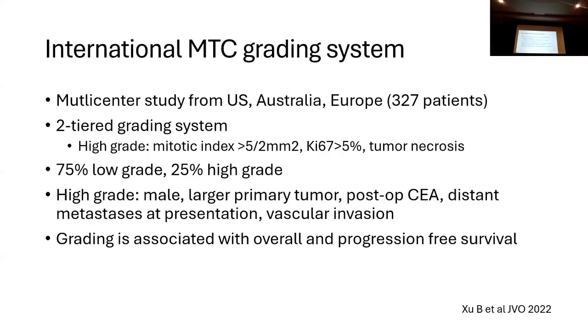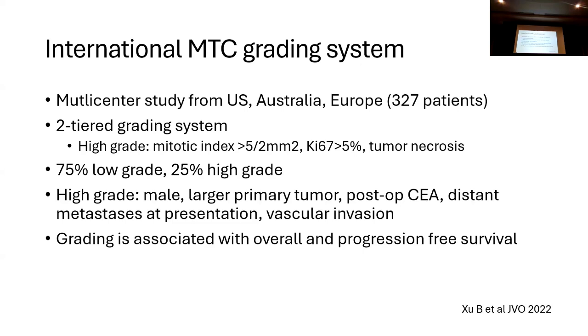Relevant to your point about poorly differentiated, I wanted to mention a study that was recently published. It was a collaborative study of 327 patients from centers in the US, but also Australia and Europe, where they looked at the histopathology under the microscope of those tumors and came up with a two-tiered grading system. So a tumor would be classified as either high grade or low grade. And they had certain criteria to define high grade medullary tumors. In that study, three-quarters of the tumors were considered low grade, and one-quarter represented high grade tumors.